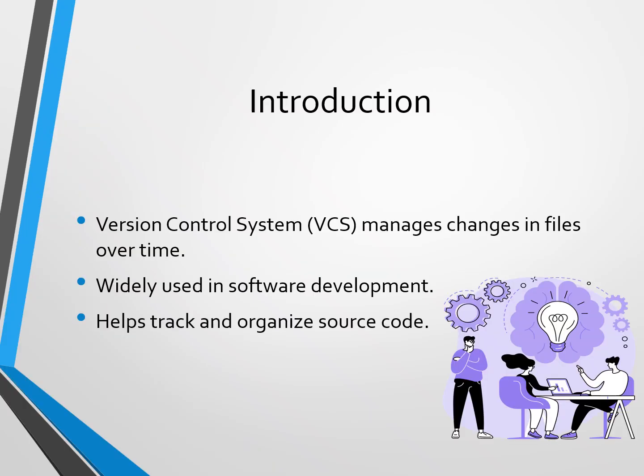So let us start with the introduction. Version control systems, also known as VCS. VCS records every modification made to files. It is mainly used in software development where multiple people work on the same projects. Widely used in software development, it helps track and organize source code. For example, if three students work on the same project file, VCS ensures everyone's work is saved properly.